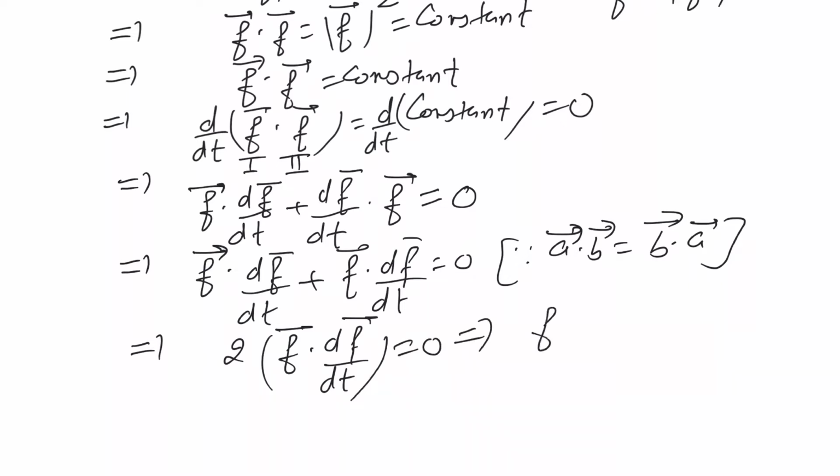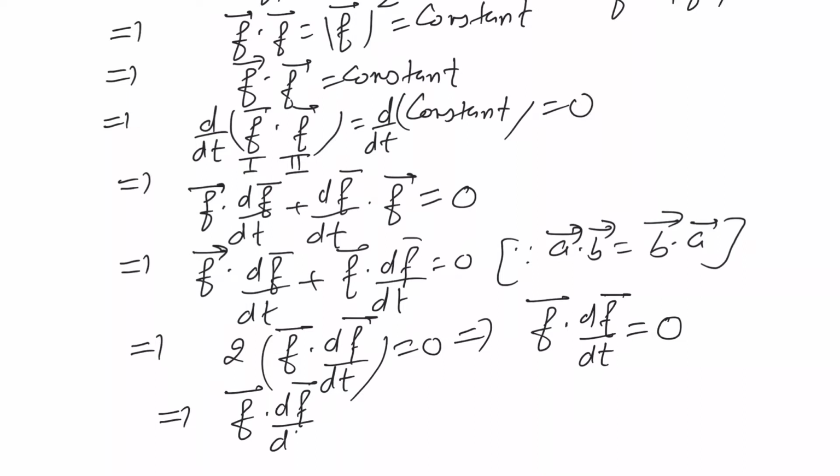This implies that 2 cannot be 0. If it has to be 0, this thing has to be 0. This is very much clear. 2 is a constant quantity. It can never be 0. So this is equal to 0. So we have shown that f dot df by dt is equal to 0.